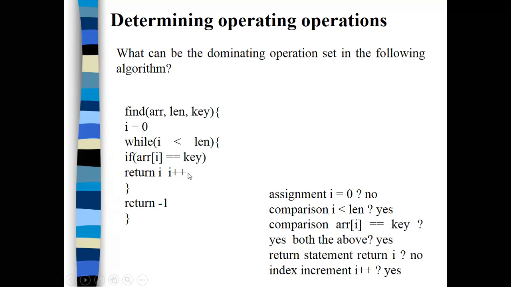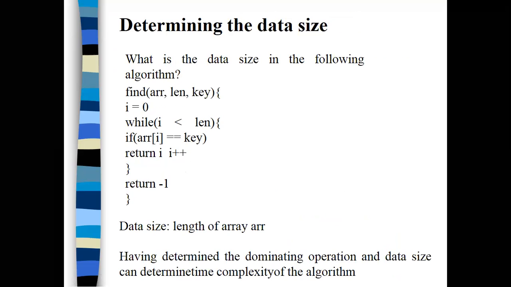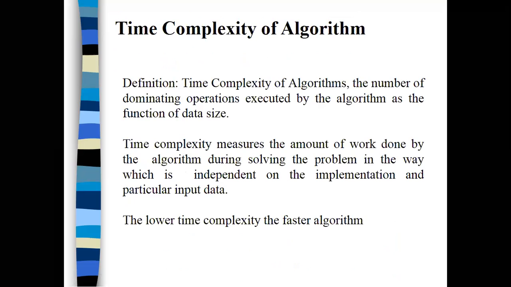However, when we compare i with the length, or array[i] with the key, or return i plus plus, these represent a large amount of data. So, determining the data size, again the same example: the length of the array is the data size, that is, how many integers you have in the array. That will be the data size, and from that data size we have to determine the dominating operations.